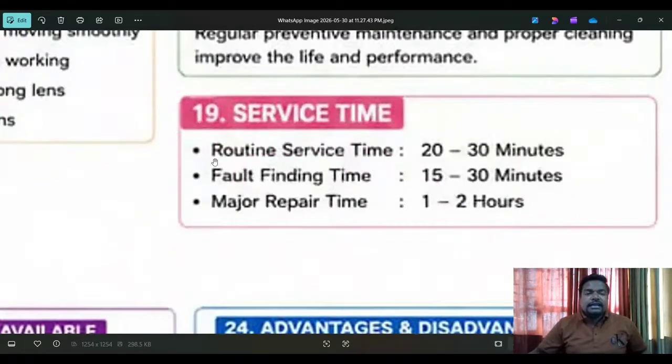Next, point 19. See here, routine service time is 20 to 30 minutes. I'm saying, yes or no? If you are an expert, okay. If you don't know, it can take one day, because if you're not interested, it can take one day, even two days. That's why interest is very important, and dedication is very, very important.